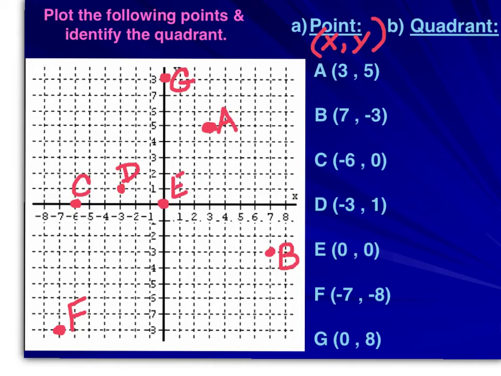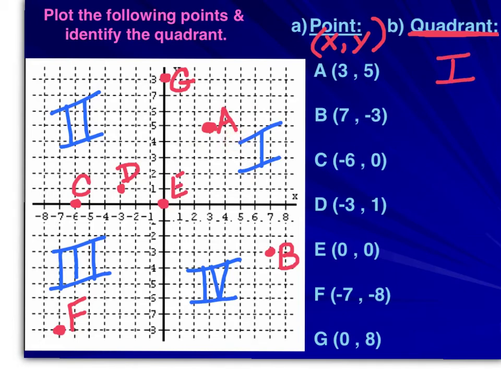The other thing that they're asking us to do is identify what quadrant these points are in. Okay, so if we remember, the graph is broken up into 4 quadrants, 1, 2, 3, 4, and they're labeled with Roman numerals. And so if we look at point A, we've already plotted it and we've labeled them, so they're easy to find. Here's point A, so point A is in quadrant 1. If we take a look, point B is here, point B is in quadrant 4.